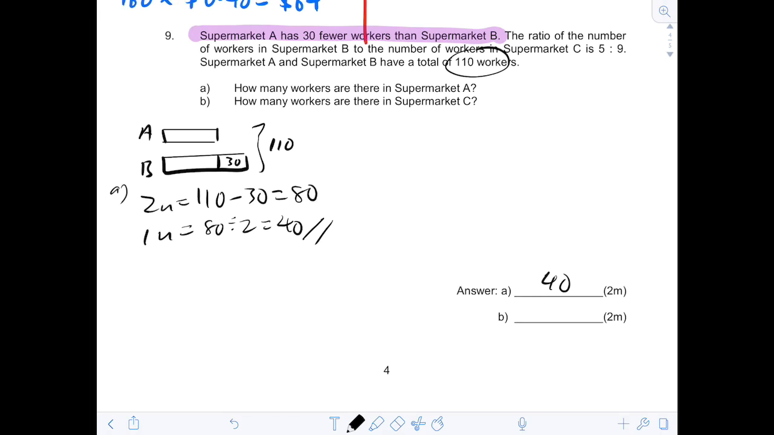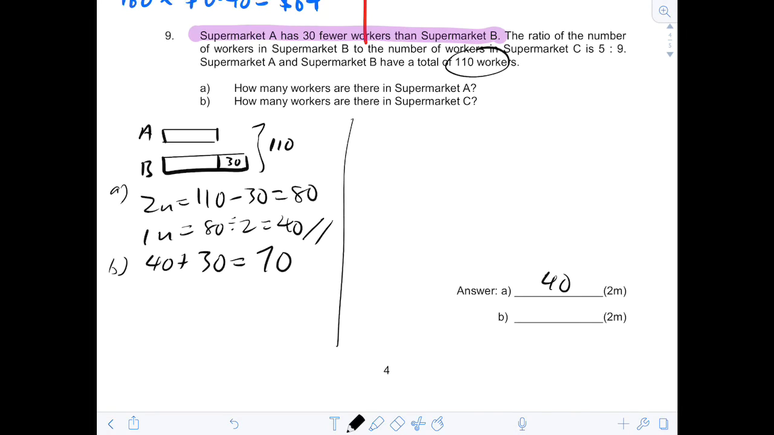Okay. And then now you're going to find part B. How many workers are there in supermarket C? So we know that supermarket C is compared to supermarket B in terms of a ratio. So first you have to find how many workers are there in supermarket B first. So we just take the 40 plus 30 from the model above. You find that supermarket B actually has 70.